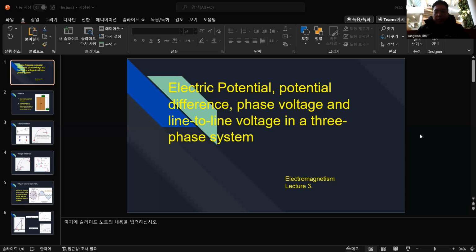Hello guys. Today's lecture 3. We are in electromagnetism. So today is really important, guys. Electric potential differences, and about the voltage, and we will learn about phase voltage and line to line voltage. That's the phase system. Let's see.